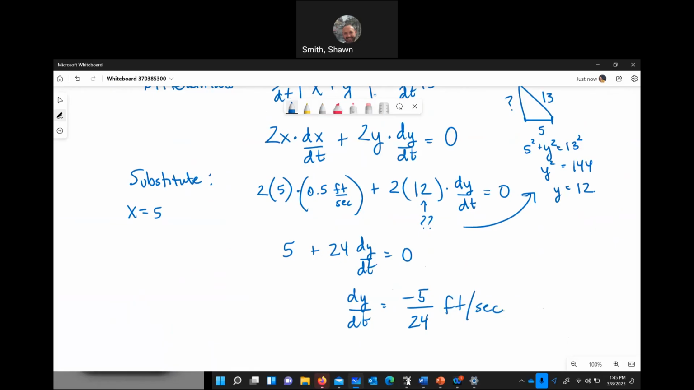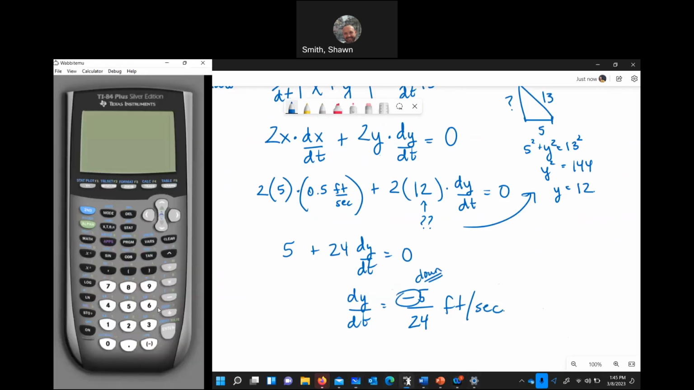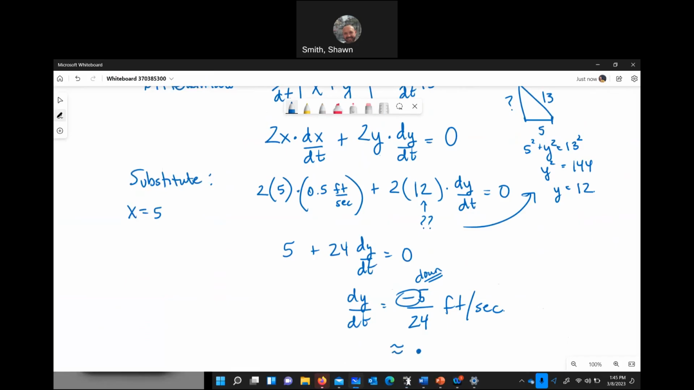If you want to express that as a decimal, you could do that as well. Negative 5 over 24. Why is it negative? Mine's going down, right? So the rate of change is going down. So the negative indicates the direction. So 5/24 is about 0.21. So it's coming down not as fast as it's moving horizontally, right?